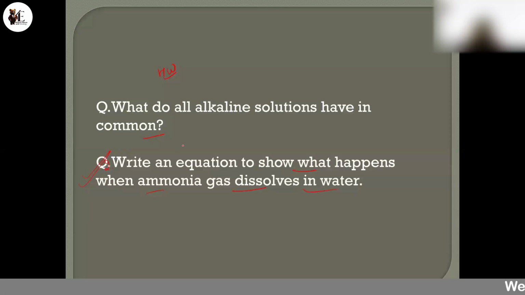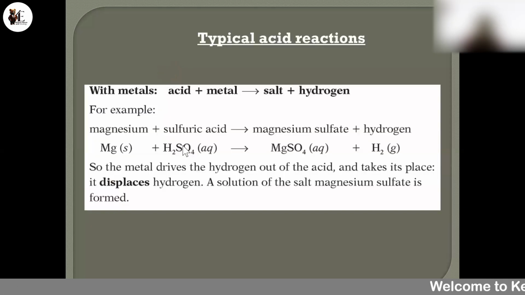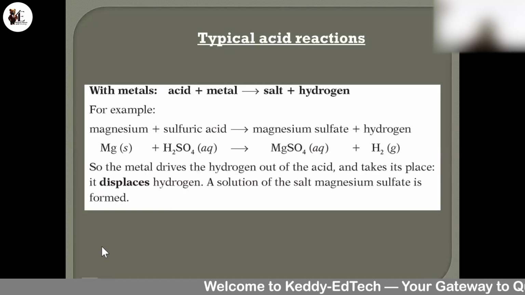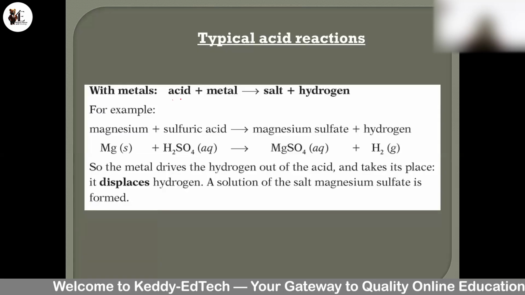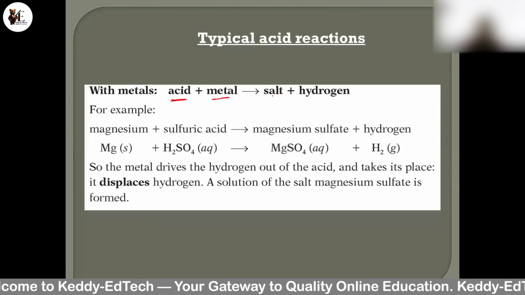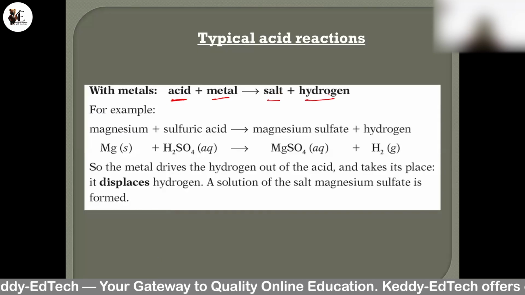Okay, so these are your homework questions. I hope it is done. Next is your acid reactions. This is a very important part actually. How do acids react with metals? Always remember that when acid reacts with metal, you have salt and hydrogen gas as the product.